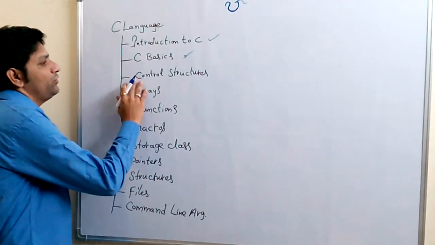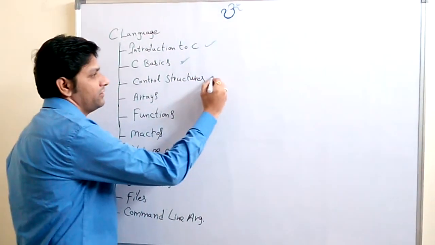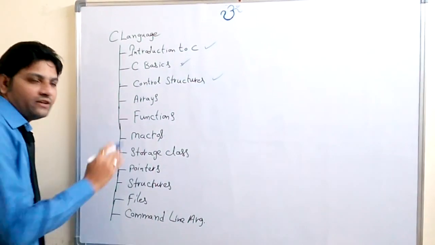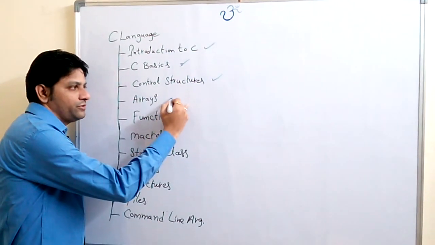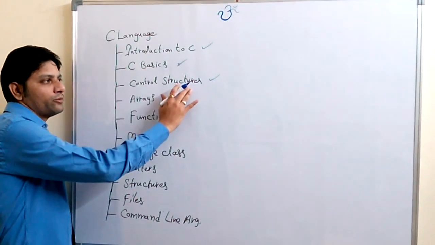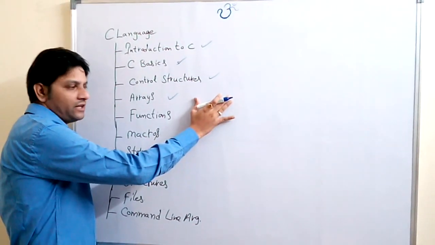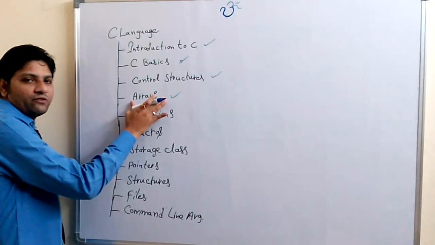Later we will understand the control statements or control structures in C language. Next we will understand the arrays concept, and why we should use arrays. What is the problem with the normal program? Why should we move to arrays? There is a problem of data leakage. I will tell you what data leakage is and why we should go for arrays.